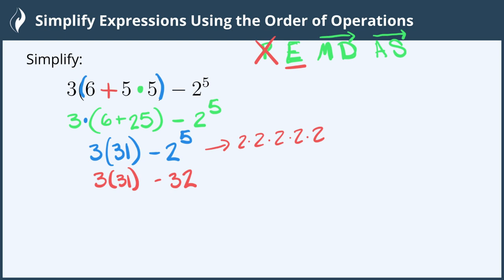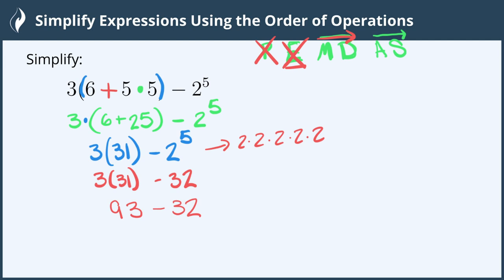Now that we've completed the exponents, we can move to the next step, which is multiply and divide from left to right. There's only one operation here, which is multiplying. I don't have any division, so I'm going to multiply the 3 and the 31. This gives us 93. And we haven't completed this part, so we'll just write it down, copy it.